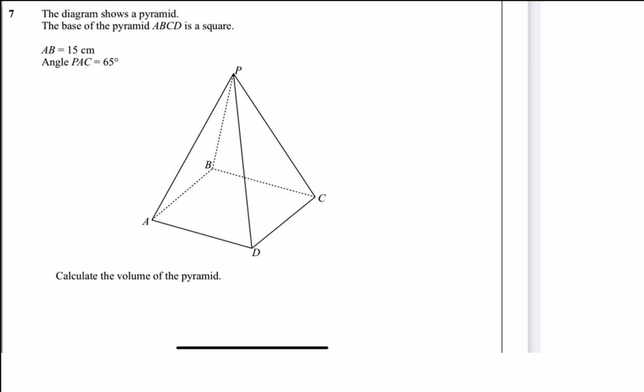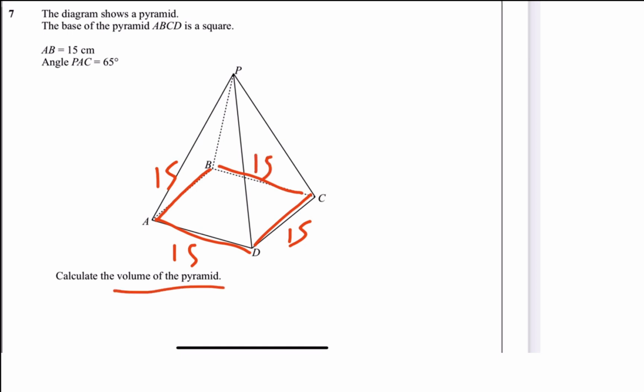The last one that I want to have a look at is similar to the one that we did two questions previous. It says the diagram shows a pyramid. The base of the pyramid is square. So again, we've got a square. AB is 15. So if AB here is 15, it means that AD is also 15, DC is 15, and BC is also 15, as it's a square.